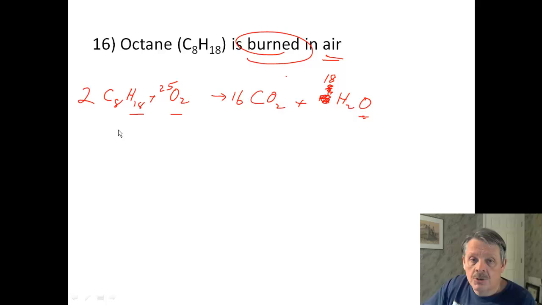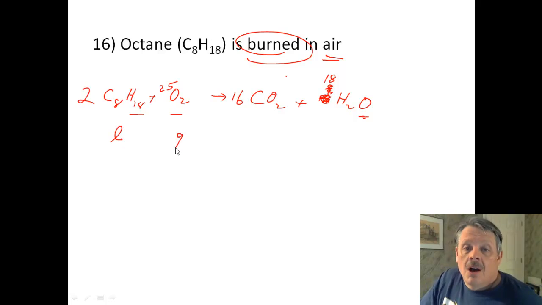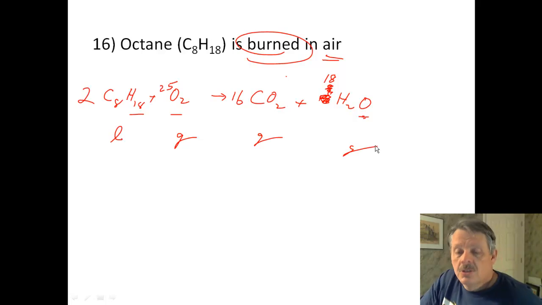The first one, octane, is in gasoline, so that's a liquid. Or, I don't know, yeah, because it's not dissolved in water, so it's a liquid. And oxygen's a gas, and carbon dioxide's a gas, and water's going to be a gas because it's hot.